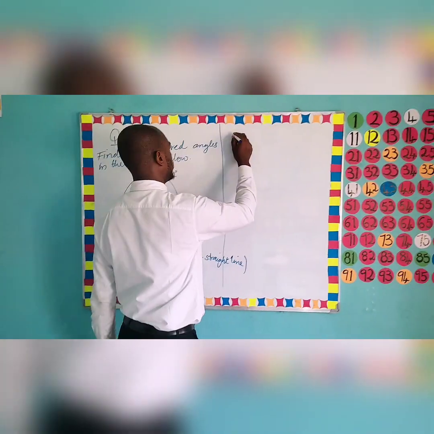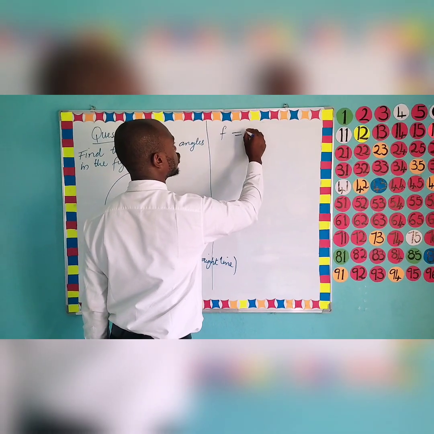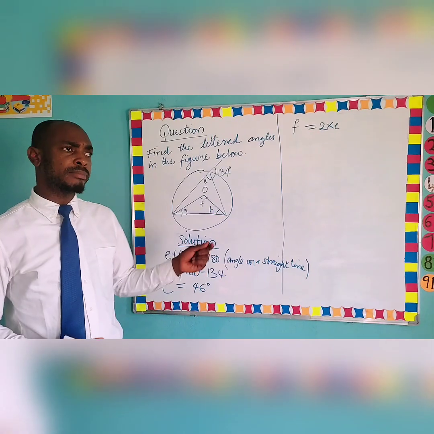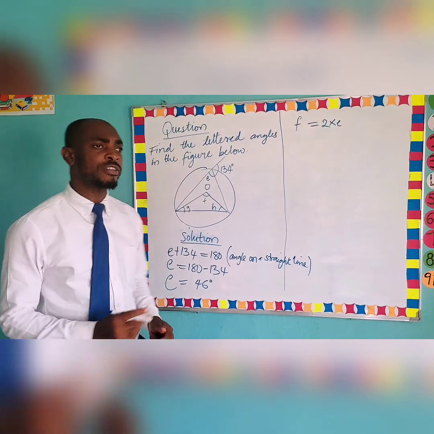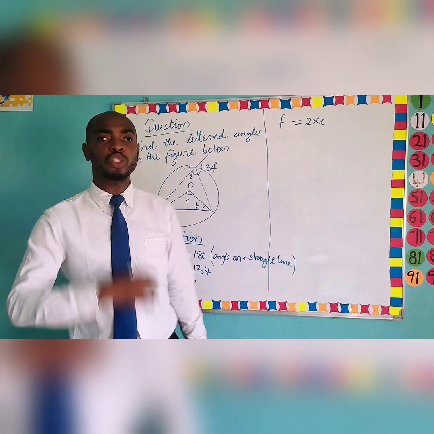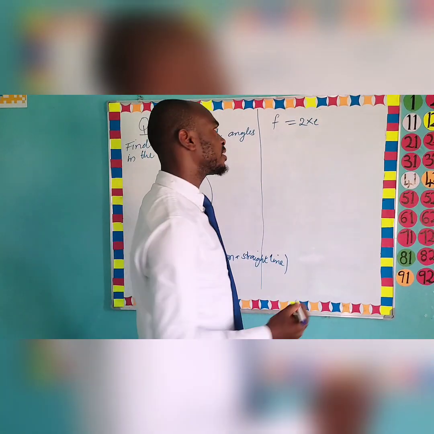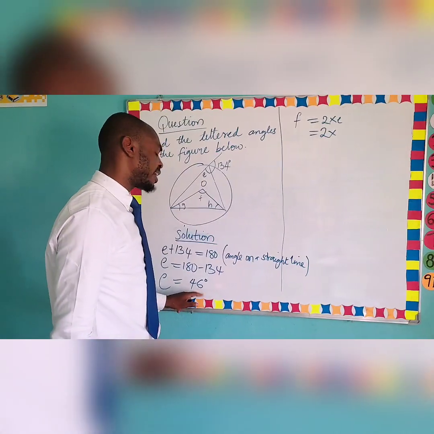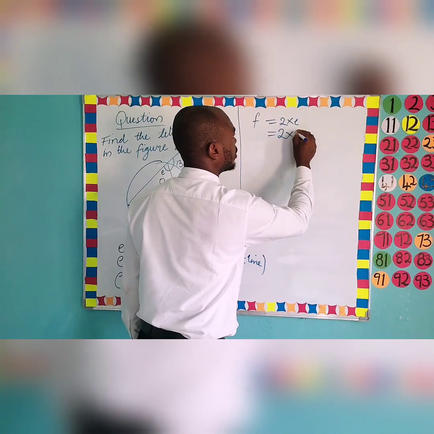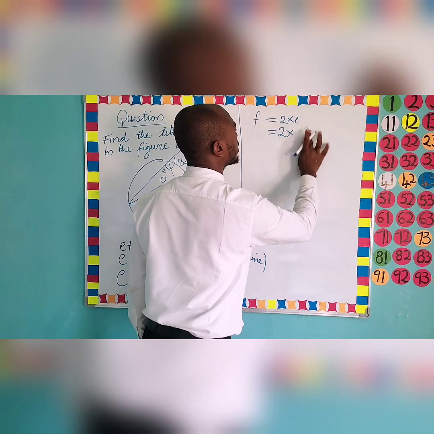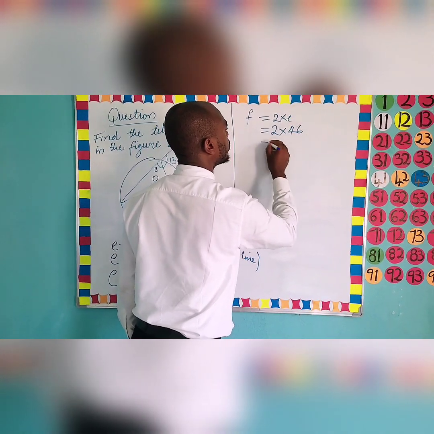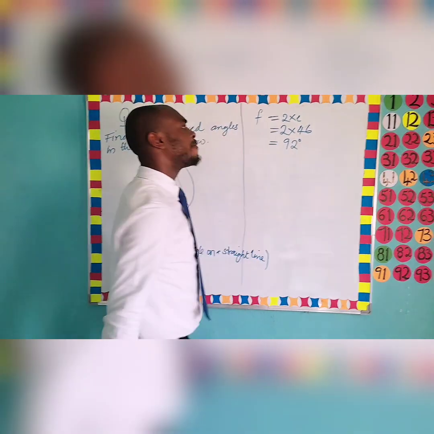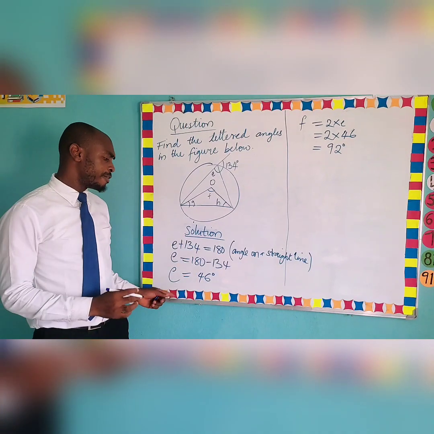Now A equals 2 times E. The reason A equals 2 times E is that the angle at the center of a circle is always 2 times the angle at the circumference. So if the angle at the circumference is 46 degrees, what we have is 46 times 2, which gives us 92 degrees. We have found the value of A, and we found the value of E.